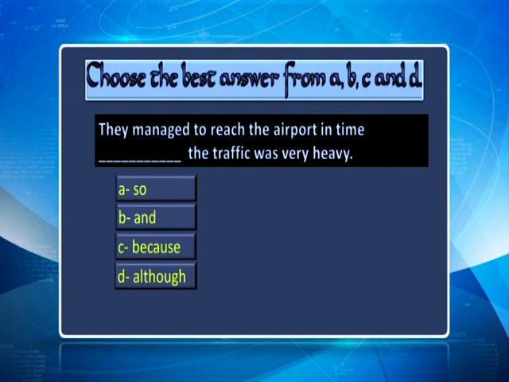And the choices are so, and, because, although. All these conjunctions have certain meanings. That is, they join sentences when there is a certain type of relationship between the two sentences. Here, they managed to reach the airport in time, and the second sentence, the traffic was very heavy. Here, the two ideas are opposite. So which one is the best transition for the two? It is the word although. So although is the best answer. Not because, not and, nor is it so.